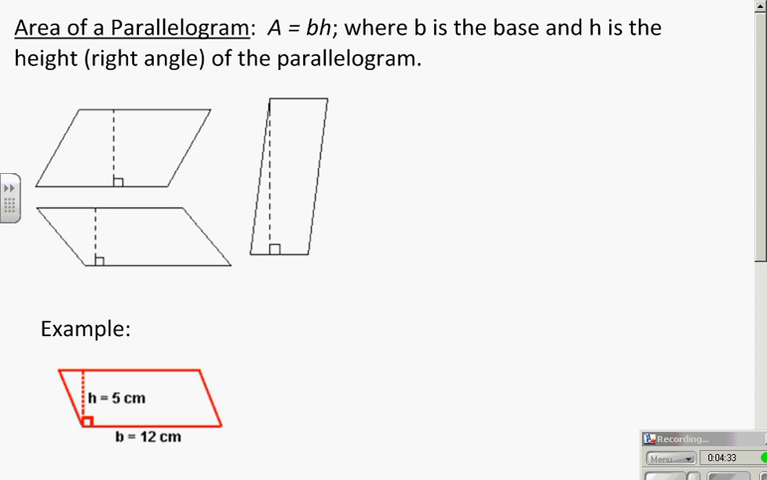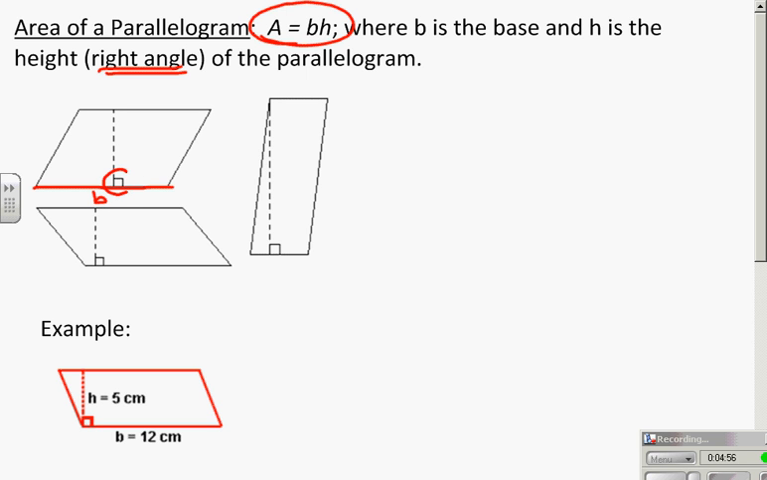Now, parallelograms are a shape that you maybe haven't worked with before or thought about working with, and it has a very, very easy area formula, which is base times height. It doesn't get much easier than that. And we're going to draw on our triangle knowledge where b is the base and h is the height. We're still going to look for that right angle.